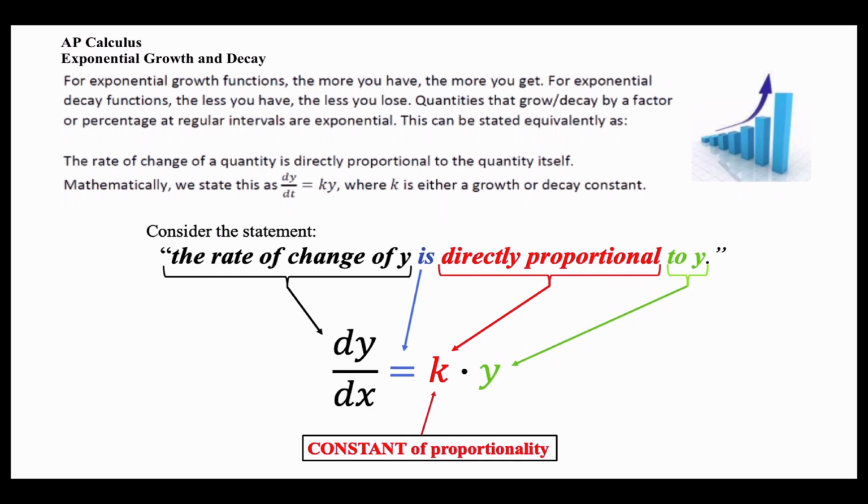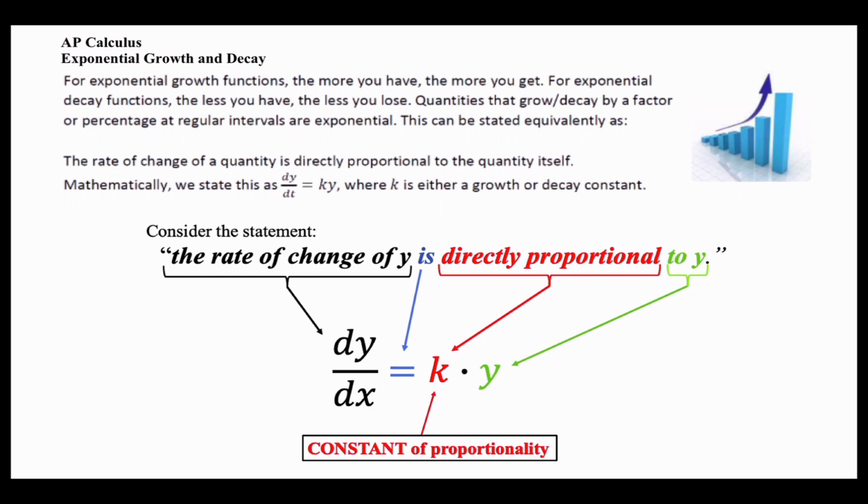Is means equal, right? Directly proportional. You're going to see those words a lot, directly proportional or proportional. That's where this K value comes from. K is a number, it's not a variable, to Y. So this is what we're going to see a lot: dy over dx equals K times Y.